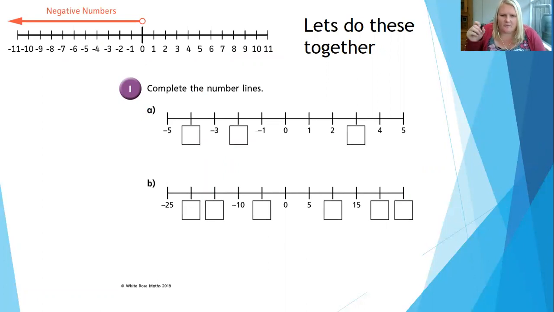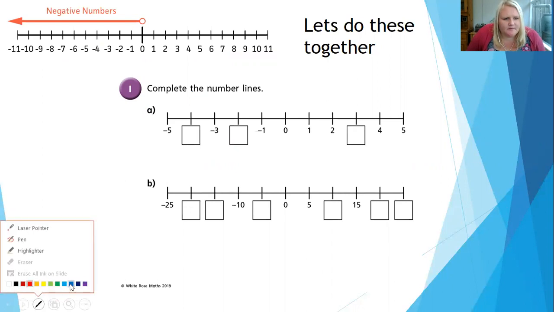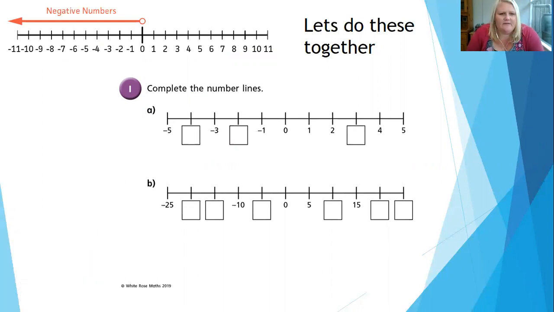Okay, so I've got my pen. Let's turn the pen on. If we have a look here, we've got a number line. We've got to work out what's missing. Here's 0. So we know that everything on this side is a positive number and everything on this side is a negative number. So if we go to 0, we can count up 1, 2. What's missing from that box? Number 3. We know that. Lovely. What about this one?